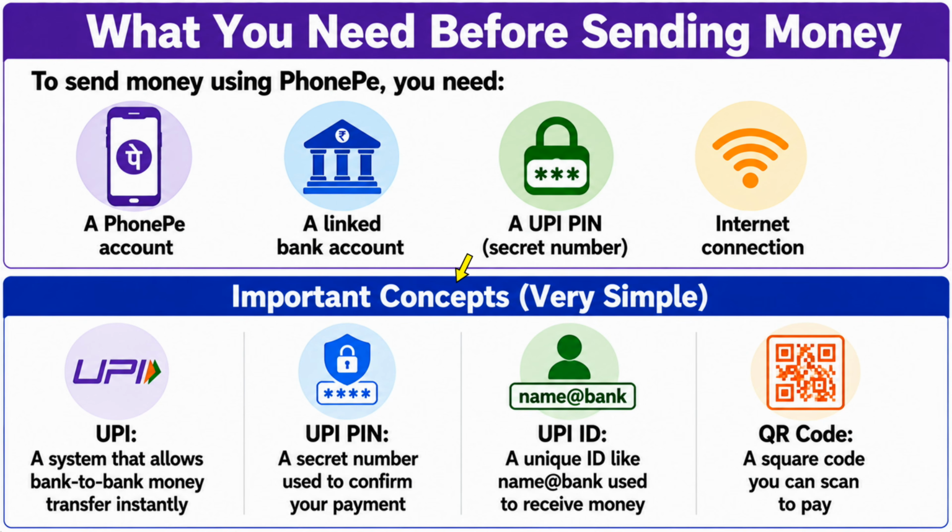Now we will see the important concepts. What is UPI? UPI is a system that allows bank-to-bank money transfer instantly. What is UPI PIN? A UPI PIN is a secret number used to confirm your payment. What is UPI ID? A unique ID like name at bank used to receive money. What is QR code? A square code you can scan to pay.